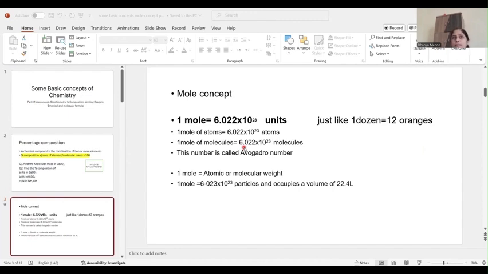Just like we express 1 dozen of orange or 1 dozen of apple, how many oranges are there in 1 dozen? It's 12, right? Or 1 dozen of apple, 12, right? So same way, scientists developed the same concept over here. They express the atoms and molecules in terms of moles. Okay, now I'll just share the screen again.